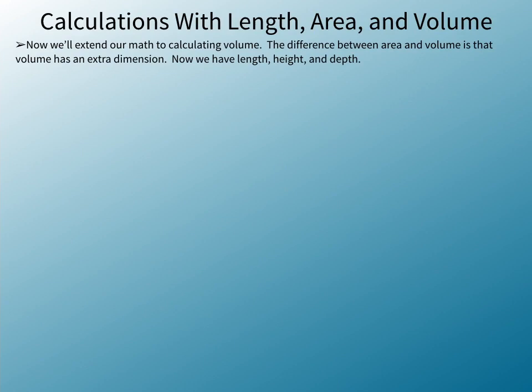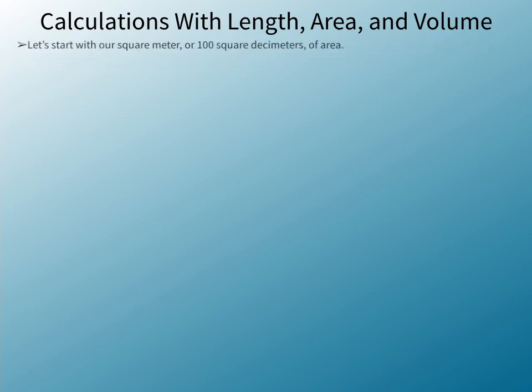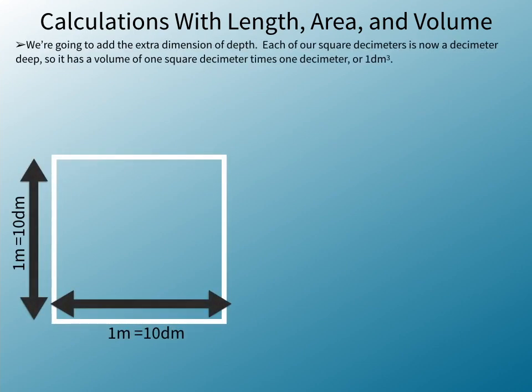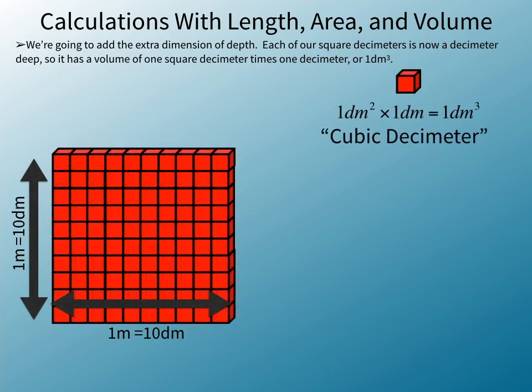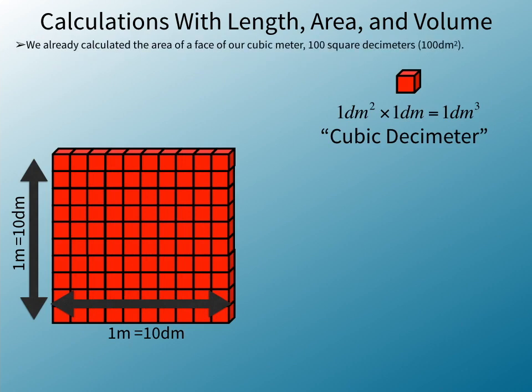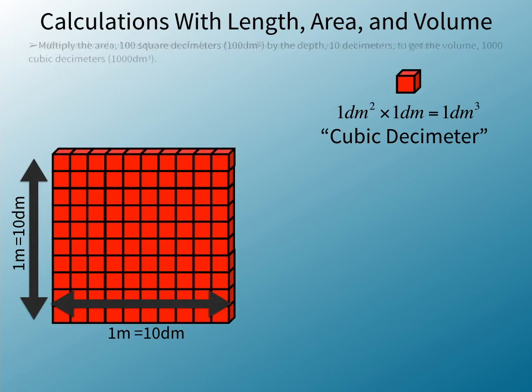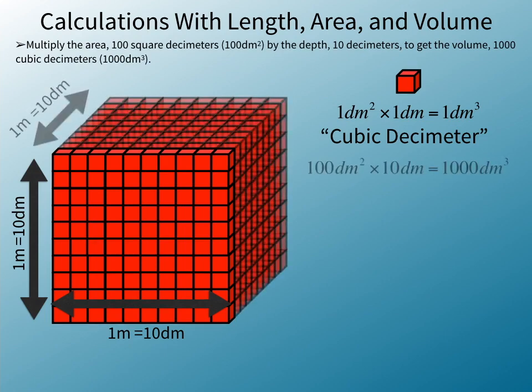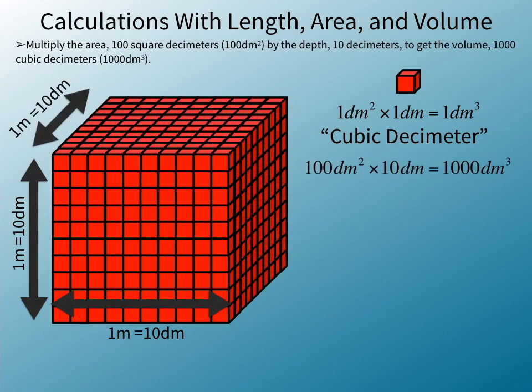Now we'll extend our math to calculating volume. The difference between area and volume is that volume has an extra dimension. Now we have length, height, and depth. Let's start with our square meter, or 100 square decimeters of area. We're going to add the extra dimension of depth. Each of our square decimeters is now a decimeter deep, so it has a volume of 1 square decimeter times 1 decimeter, or 1 cubic decimeter. We already calculated the area of a face of our cubic meter, 100 square decimeters. Multiply the area, 100 square decimeters, by the depth, 10 decimeters, to get the volume, 1,000 cubic decimeters.